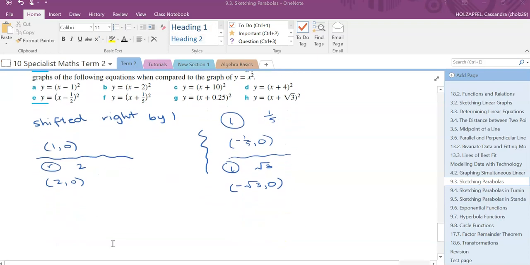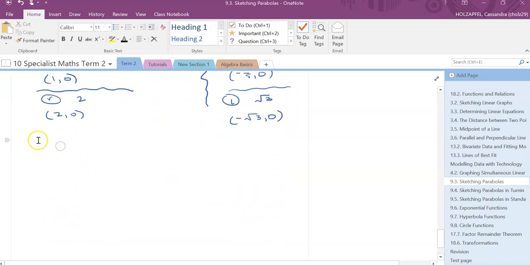So what happens now when we put all of these together in one single function? Well, first of all, we had our dilation of a. So f of x was equal to ax squared. So we know that a, if it was bigger than 1, it was going to make it a lot steeper. If it was a fraction or a decimal, it was going to make it a lot wider. And if it was negative, it would flip it.